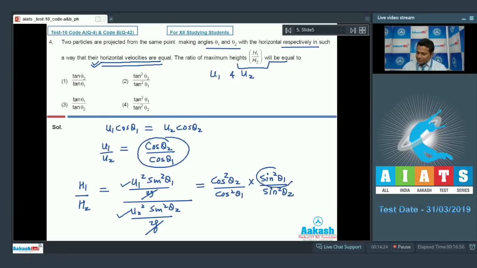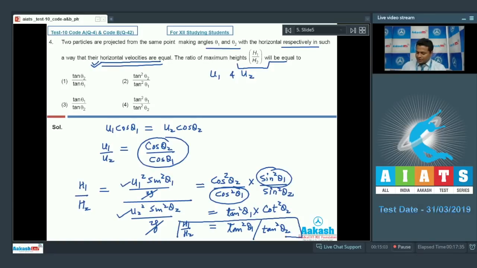Now consider this sin square theta 1 and cos square theta 1. You can write here directly tan square theta 1 multiplied by cos square theta 2 divided by sin square theta 2. You will get cot square theta 2. Now if we solve them further, we can write the above as tan square theta 1 divided by tan square theta 2. So finally we have got the h1 and h2 ratio, and after looking at the result, we can say that we have to go with option number 4, which is absolutely correct.